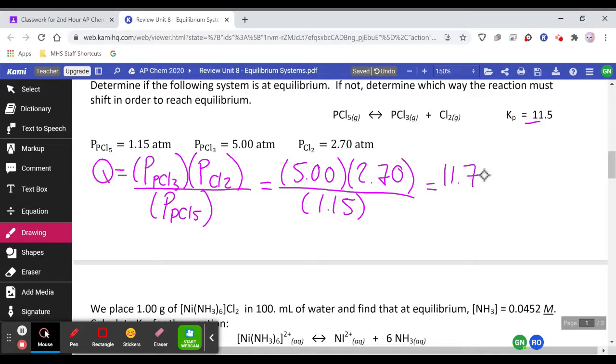Okay, and so my K sub P at equilibrium, they told me should be 11.5. And so Q is slightly larger than K. And so if we think about what that means, if Q is larger, it means our products were favored, right? Our products are too high. And so how are we going to handle that? Which way are we going to shift if our products are too high? We're going to shift left.